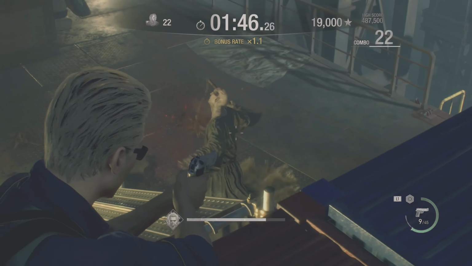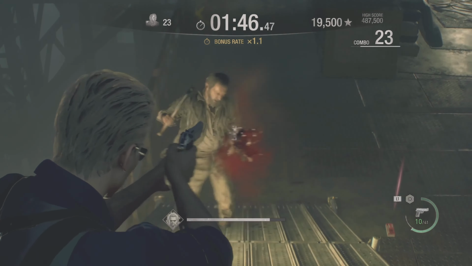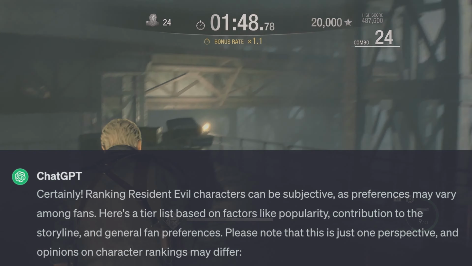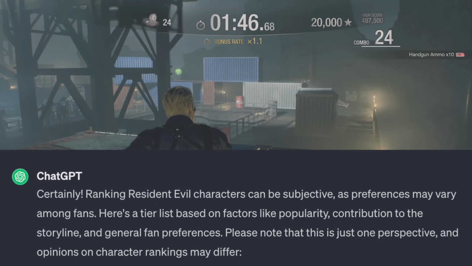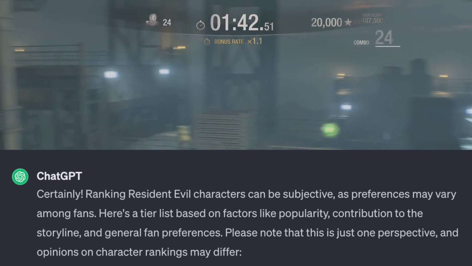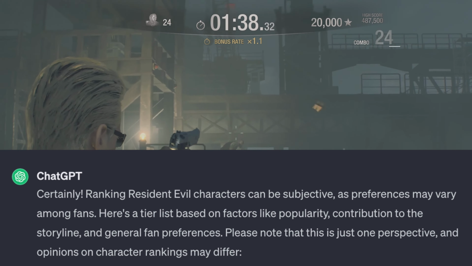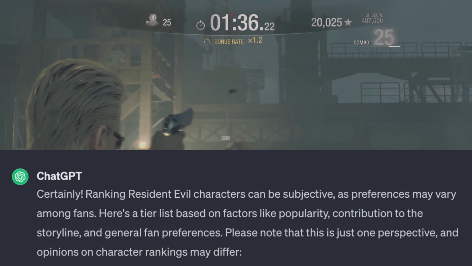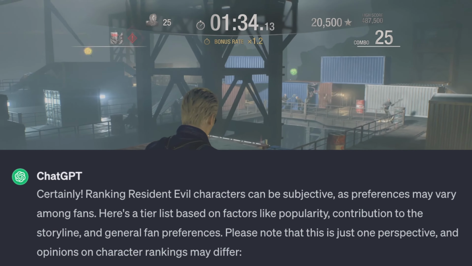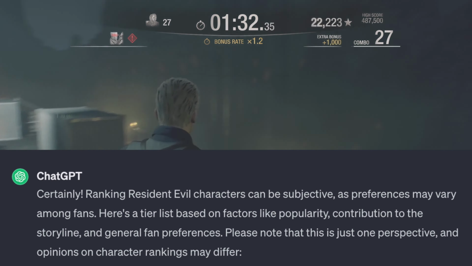Now first, this is what ChatGPT had to say before providing its tier list. Ranking Resident Evil characters can be subjective, as preferences may vary among fans. Here's a tier list based on factors like popularity, contribution to the storyline, and general fan preferences. Please note that this is just one perspective, and opinions on character rankings may differ.